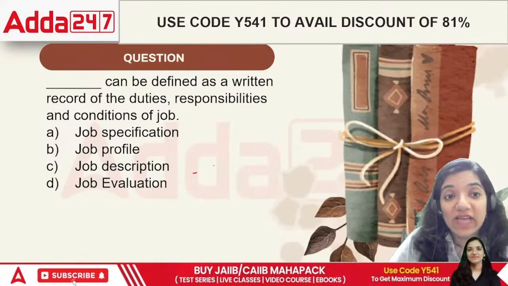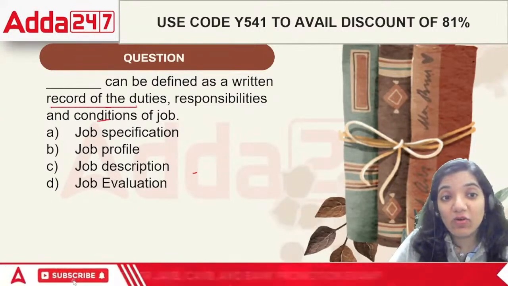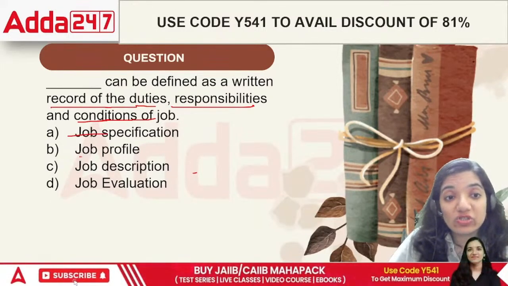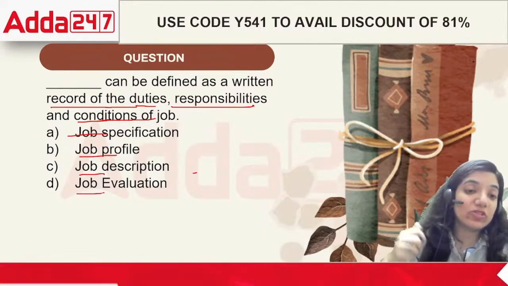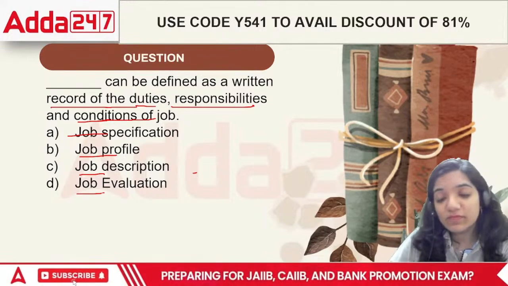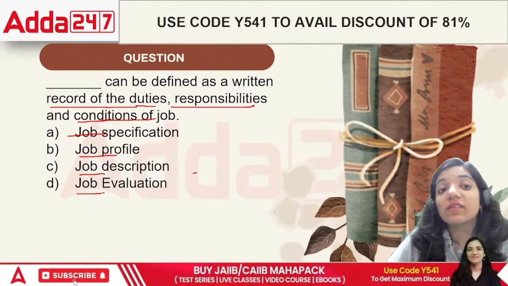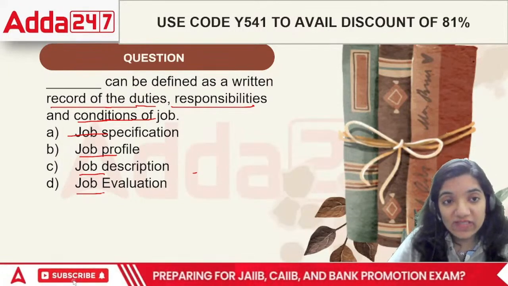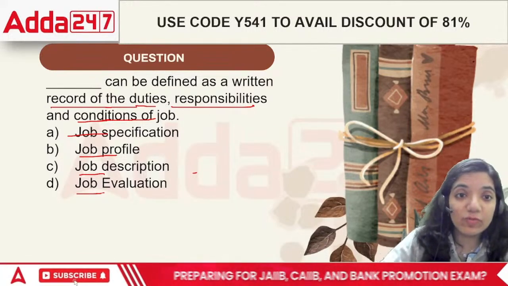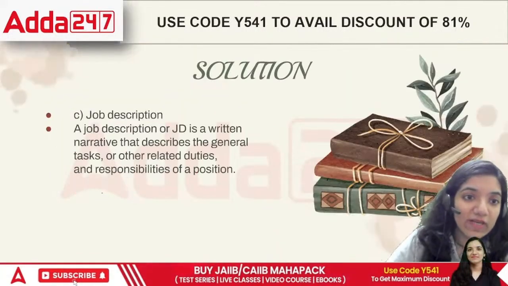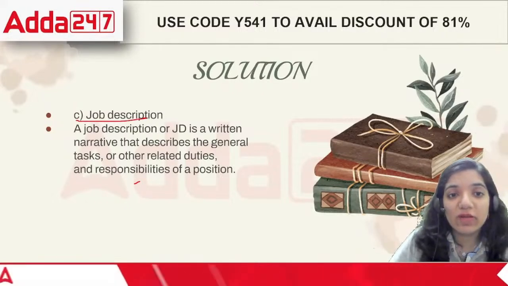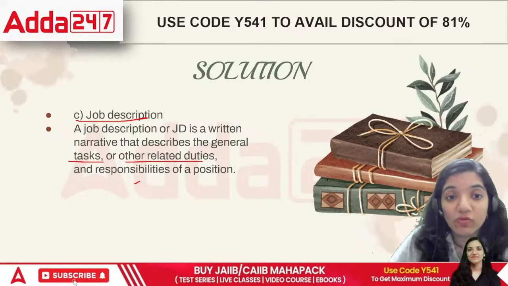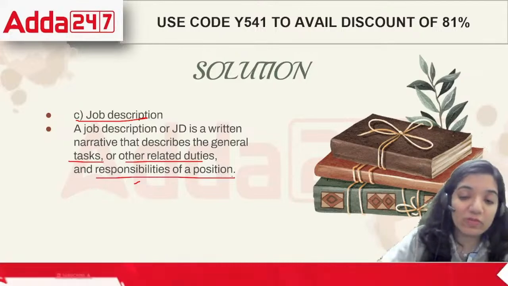Okay, next question. Dash can be defined as a written record of the duties, responsibilities, and conditions of the job. Job specification, job profile, job description, or job evaluation can be defined as the written record of the duties, responsibilities, and conditions of the job. If we talk about this area, then the correct answer would be written records. Now, this is basically job description. How do you describe the particular job? What are the related duties, what are the various tasks I have to go through, and what are the responsibilities for that particular position, right?